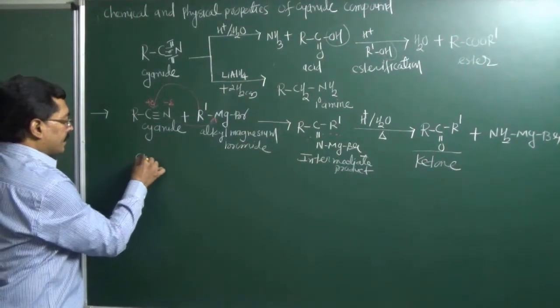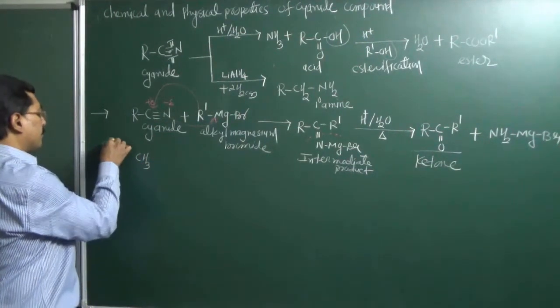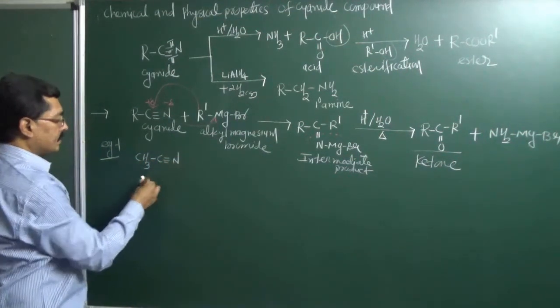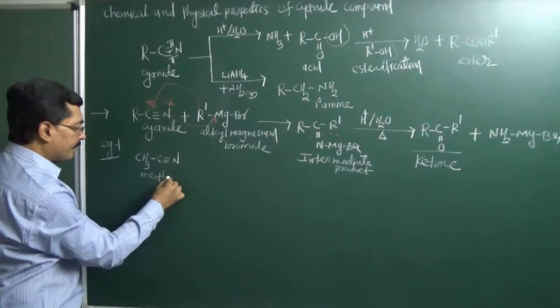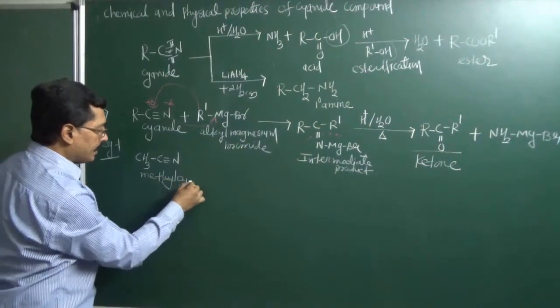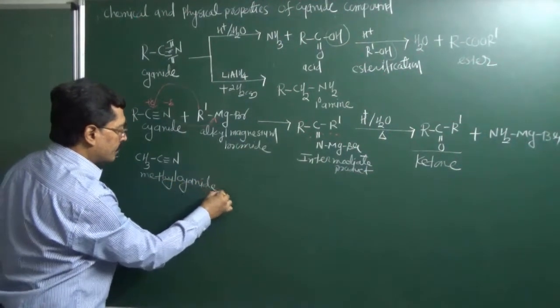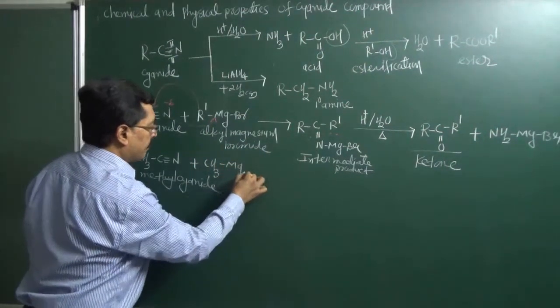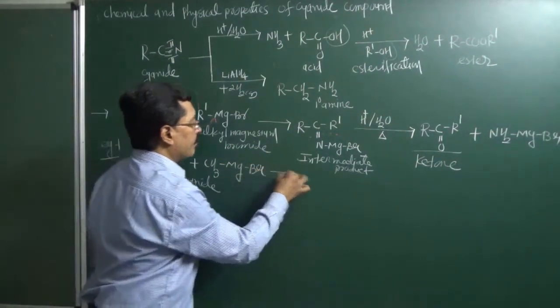Suppose I have taken a cyanide. Now the first example we will discuss. Suppose as a cyanide I have taken this cyanide, and the name of this cyanide you know very well. This is nothing but methyl cyanide. Now this methyl cyanide is allowed to react with the Grignard reagent, methyl magnesium bromide.